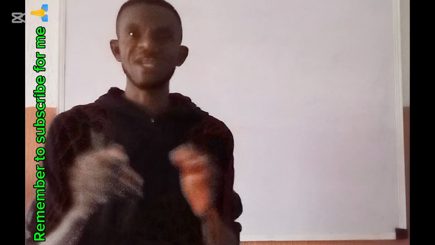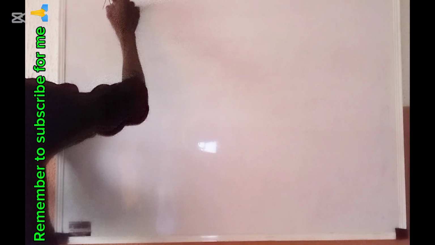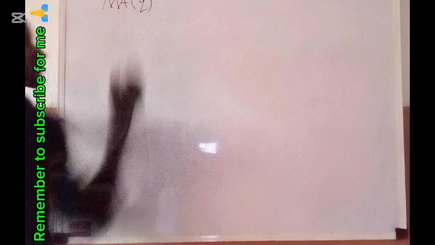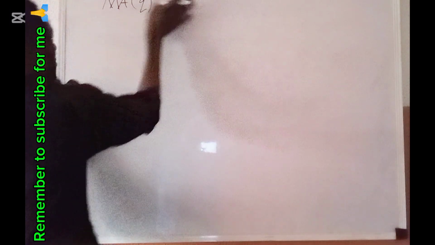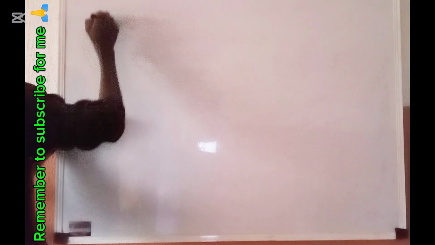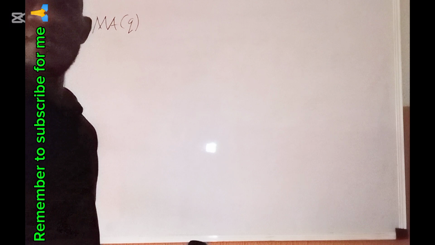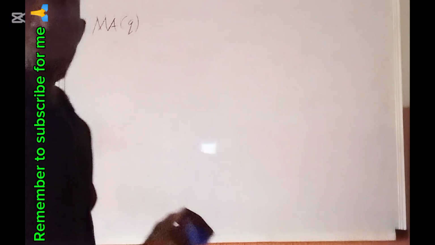Today we want to continue our discussion by looking at the general model of a moving average model, called the moving average model of order Q, written in a short form as MA of order Q. So we are going to look at this MA of order Q in terms of the following.